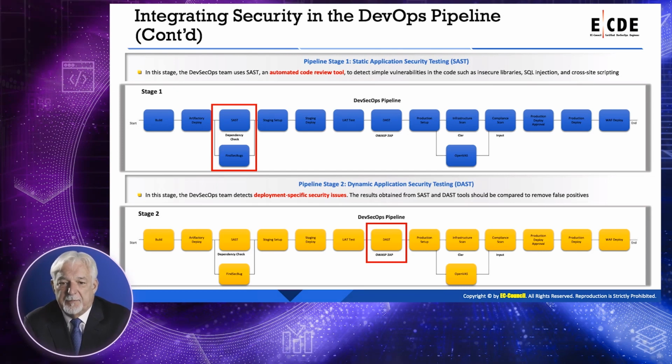As we move into the pipeline in stage two, we start looking at dynamic application security testing. In this stage, the DevSecOps team detects deployment-specific security issues. The results obtained from SAST and DAST tools should be compared to remove false positives so that we can take the true positives and put them into a workflow structure.